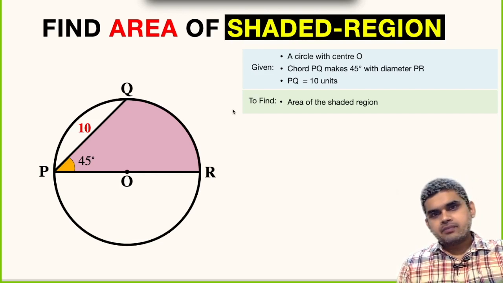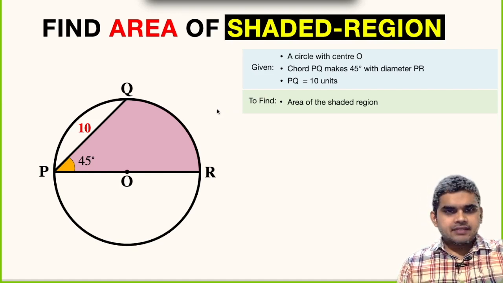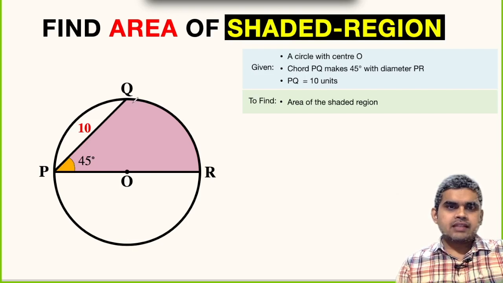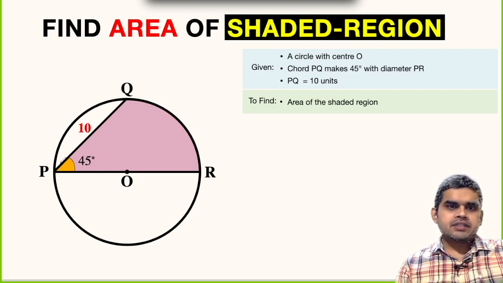Today I am back with another interesting question. So as we can see in the figure, there is a circle with center at point O. PQ is a chord whose length is 10 units and it is making an angle 45 degree with the diameter PR. And we are asked to find the area of this shaded region.